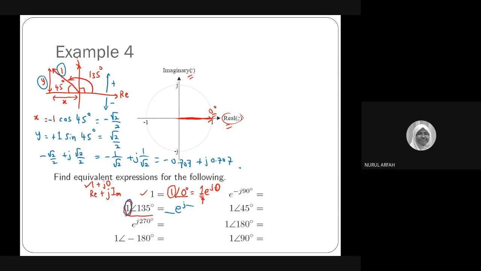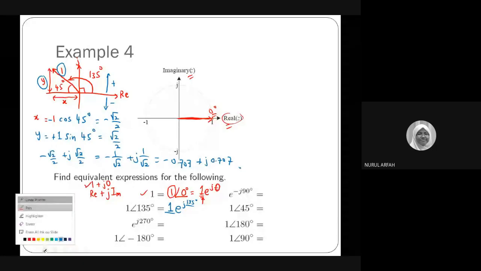We need this, right? As an amplitude. So this one should be 1, and then J with 135 degree. Is it correct? Yes. Okay, what about e^(J270)?